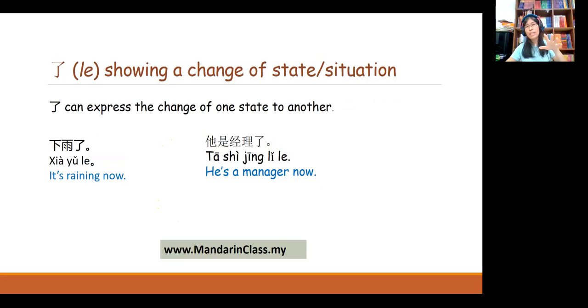This one 了 means the situation has changed. 下雨了. You see this example, 下雨了. Before that, no rain. Now 下雨了. So there is a change of the situation. Like 他是经理了. He is a manager now. Before that, no. Now the situation has changed.